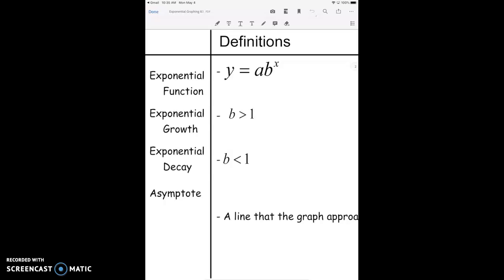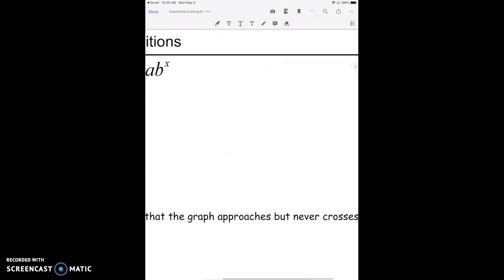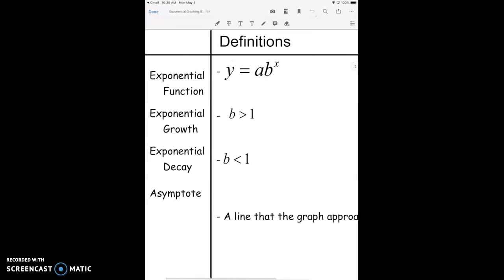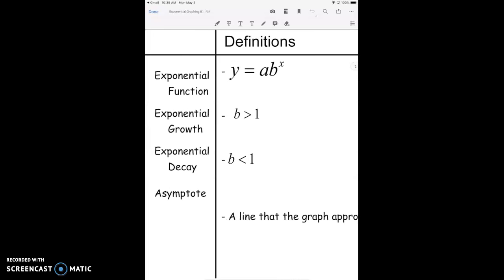Okay, the two things that you got to remember: exponential growth. Growth comes from when your b is bigger than 1. So the number that is attached to the exponent is bigger than 1. And decay, when the b is less than 1. So you'll see examples of each. And the last little definition here is an asymptote. An asymptote is a line that the graph approaches but never actually crosses. So you can't touch the asymptote, basically, is what you need to remember here.